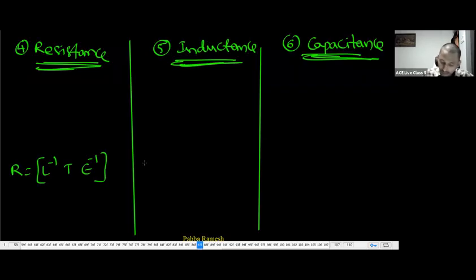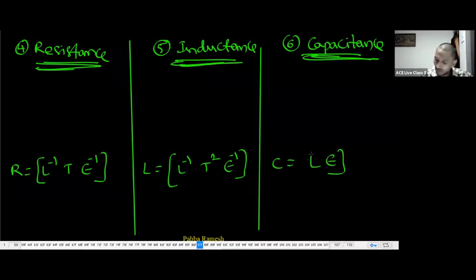And inductance is L minus 1 T square epsilon minus 1. These are the answers. If someone is getting other answers, you might have mistaken a plus or minus 1 by 2, or something like that. And capacitance is L epsilon. These are the three values.